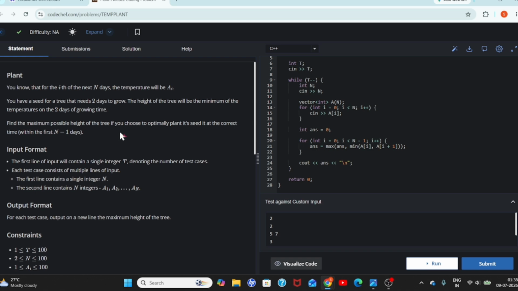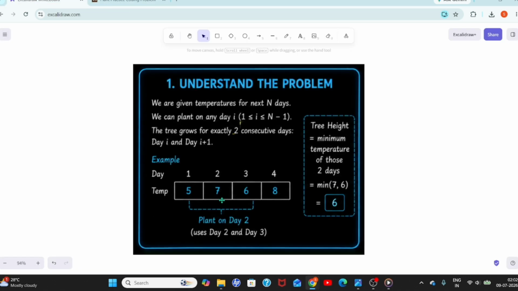So let's move to the whiteboard and understand what the problem is saying. Suppose we have an array 5, 7, 6 and 8. All we need to do is check pairs of 2 consecutive days. We need to get the minimum value and maximize that. For 5 and 7, it will be 5, the minimum value. For 7 and 6, it will be 6, and for 6 and 8, it will be 6. So the maximum among 5, 6 and 6 is 6, and our answer is 6. That's all. We need to check the consecutive days, get the minimum, and maximize that.